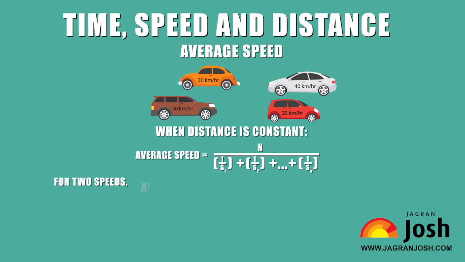For two speeds, average speed is equal to 2 S1 S2 upon (S1 plus S2), where S1 and S2 are the two different speeds. For example, if a car travels a distance at a speed of x km per hour and returns at y km per hour, then the above formula can be used to calculate the average speed.